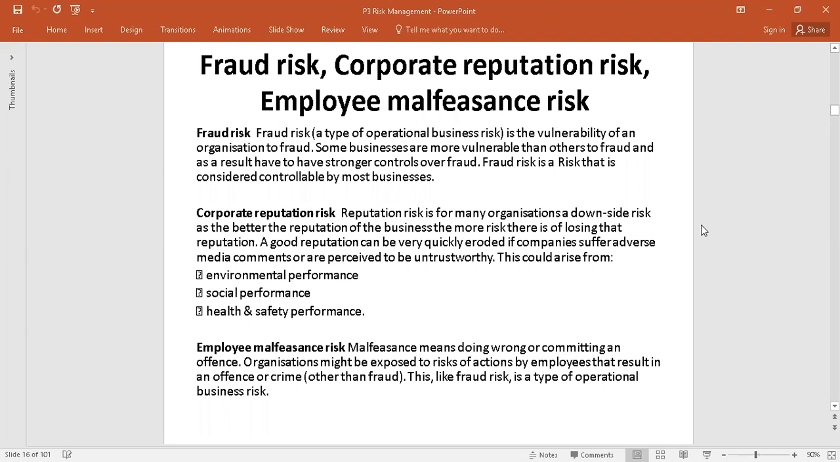If there are policies and procedures, if there is an effective control system in place, fraudulent behavior can be controlled. If there are policies and procedures or guidelines or manuals which are present, employees also would understand what is allowed for them and what is not allowed for them. So in that case, they act appropriately.